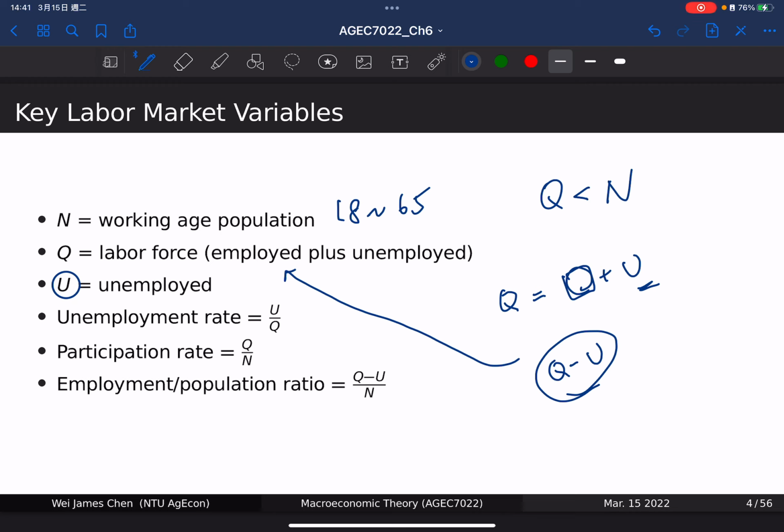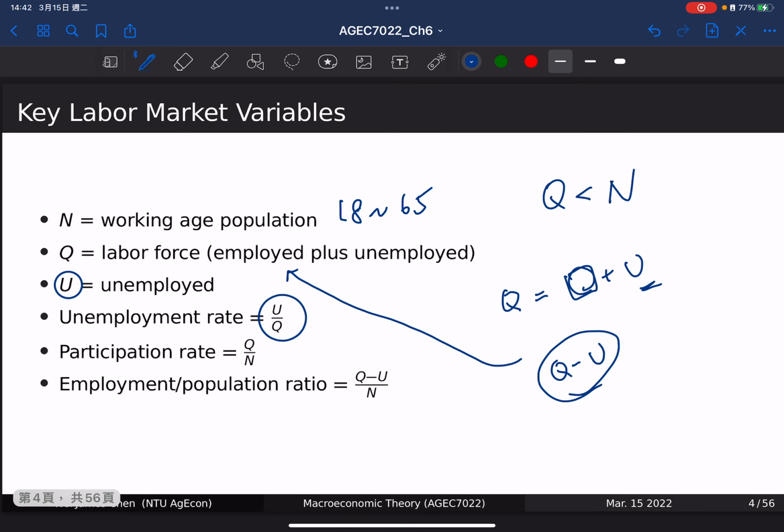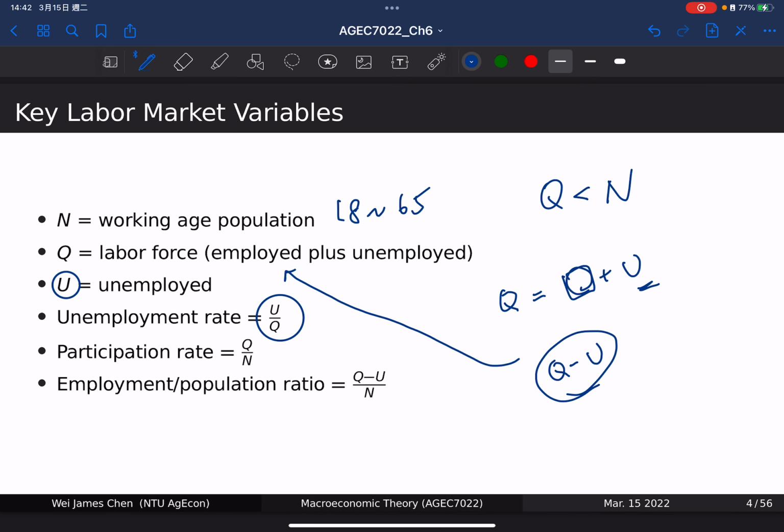And what we mean by unemployment rate is not the percentage of the working age population who are not working. We're talking about the percentage of the labor force, people in the labor force, that are not working. So it's U divided by Q. And Q divided by N, that's the labor force out of the total working age population. That's called the participation rate.